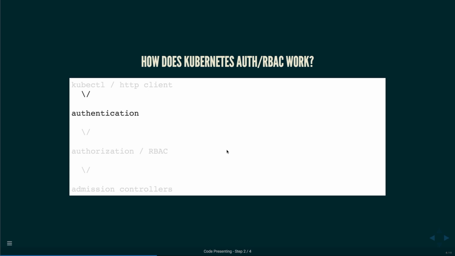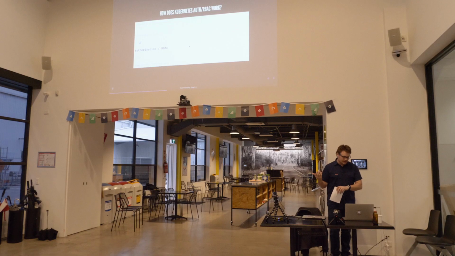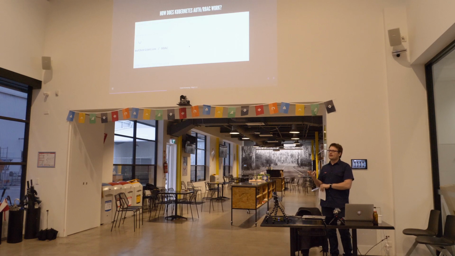So once a user is authenticated, that's when the authorization and the RBAC kicks in. That takes the user details in the context of the current request and works out if that user is able to perform a certain action on a certain resource. So RBAC, role-based access control, that's where that kicks in.